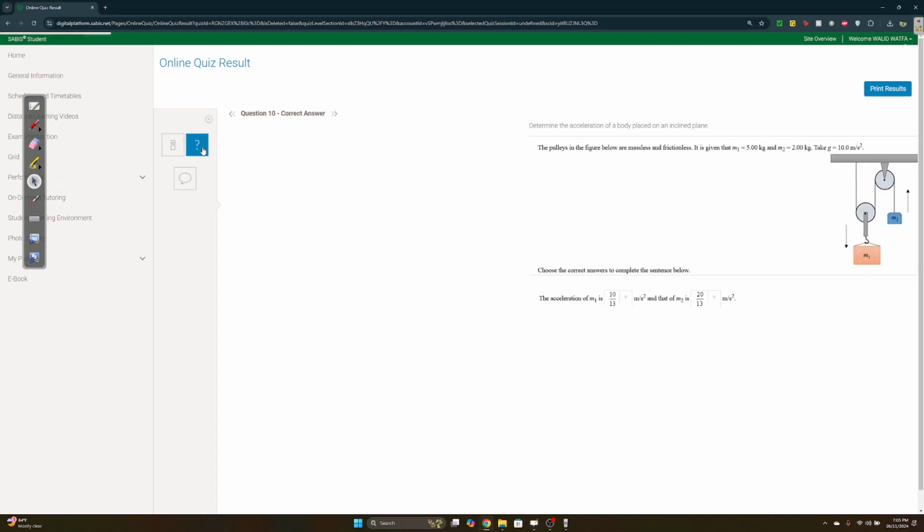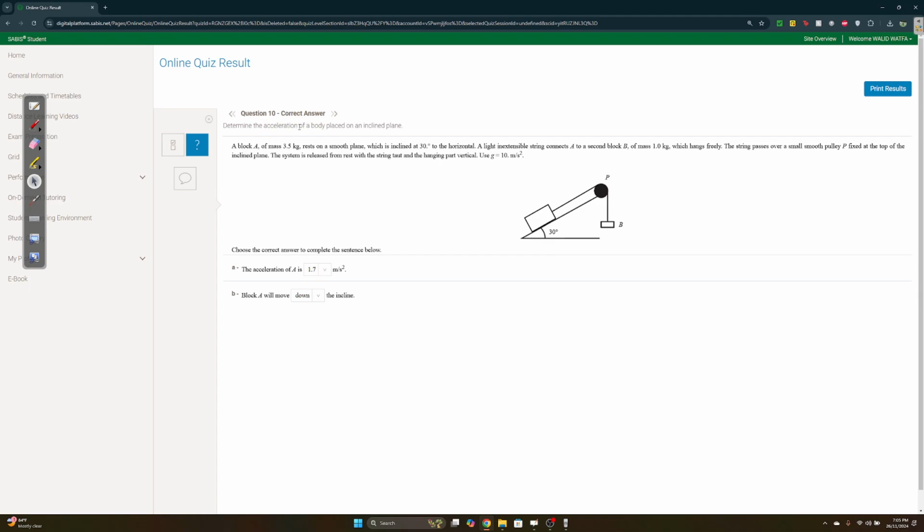Question 10. Block A, mass 3.5, incline 30 degrees, light string from A to B, mass 1 kg. So this is B, 1 kg, and A is here. I didn't label it. The string passes over a smooth pulley. The system is released from rest with the string taut and the hanging part vertical. What is the acceleration? This actually came copy-pasted in the exam, so it came in the final too.